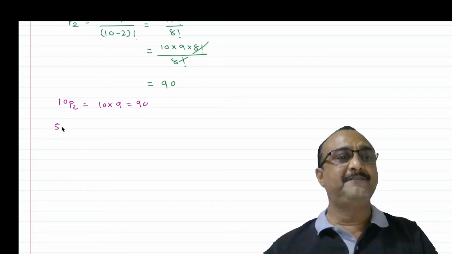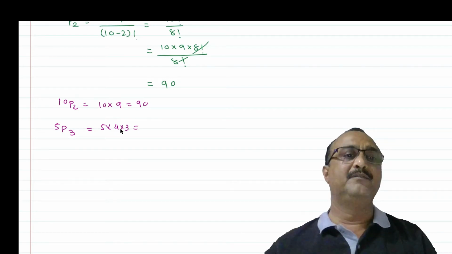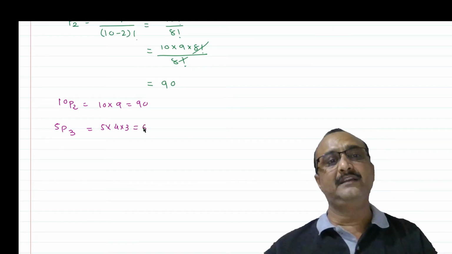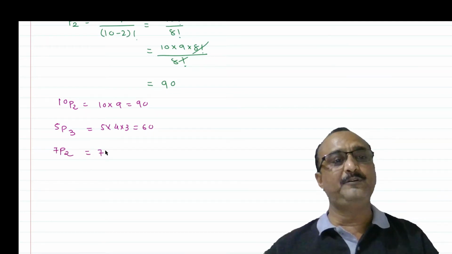Okay, if 5P3 is given, then 5 into 4 into 3 is equal to 4 threes are 12, 12 into 5 is 60. Okay, 7P2 is given, 7P2 means 7 into 6 is equal to 42.